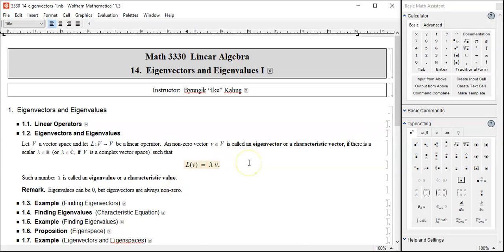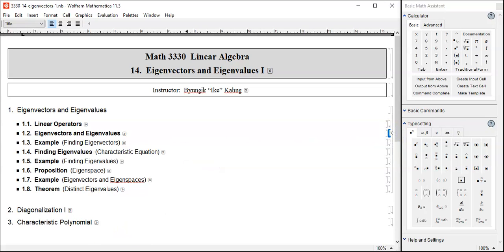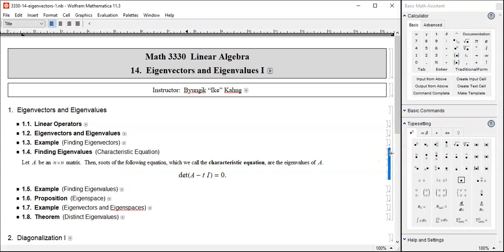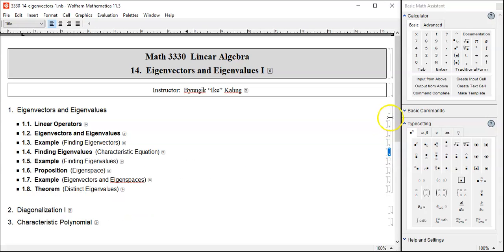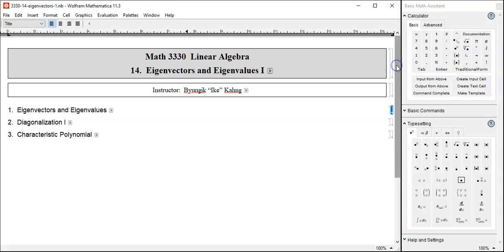In any case, if they exist, you're going to get L of v equals lambda v, where v is non-zero. If we do have eigenvectors and eigenvalues, how do you find them? We find them from the characteristic equation. Roots of the characteristic equation are eigenvalues. And once you have eigenvalues, you can set up systems of linear equations to find the eigenvectors.